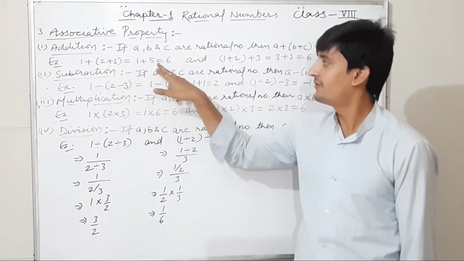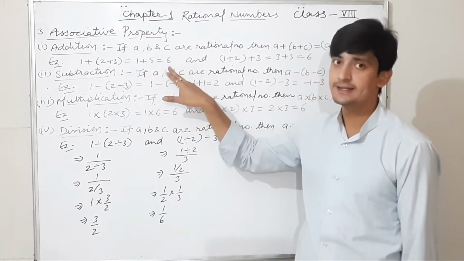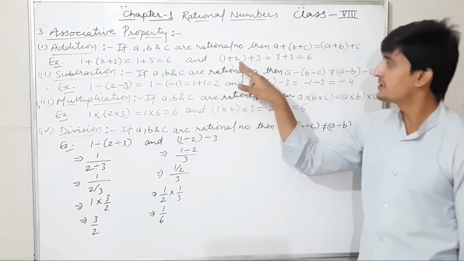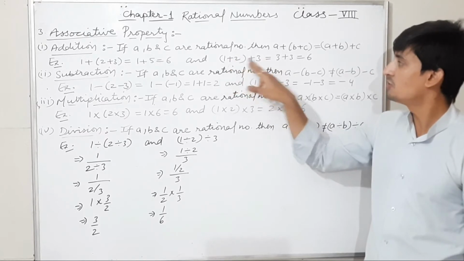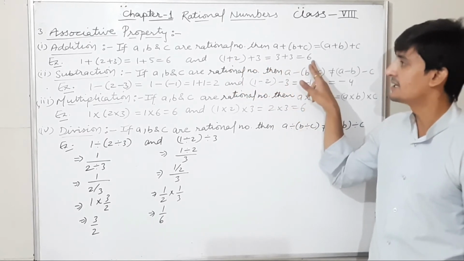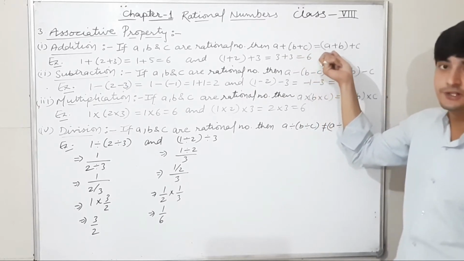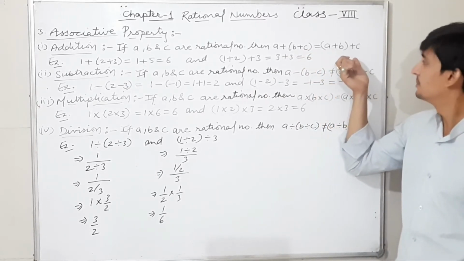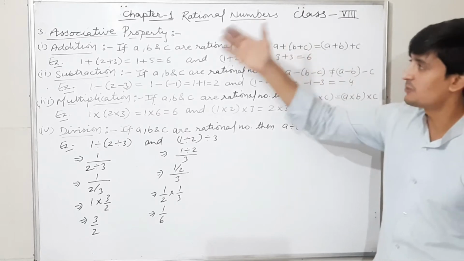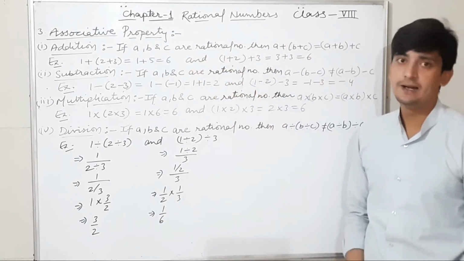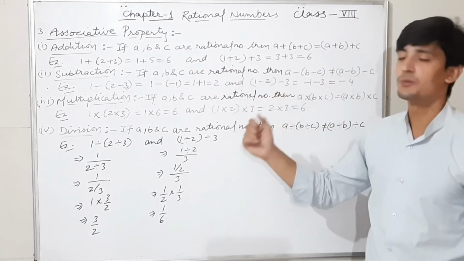1 plus bracket 2 plus 3. 2 plus 3, what do I have? 5. So 1 plus 5, what do I get? 6. And bracket 1 plus 2 bracket close plus 3. 1 plus 2 I have 3. 3 plus 3, what do I get? 6. So it is clear that a plus bracket b plus c will always equal bracket a plus b bracket close plus c. So this property is satisfied for addition. Which property? Associative property. Understood?